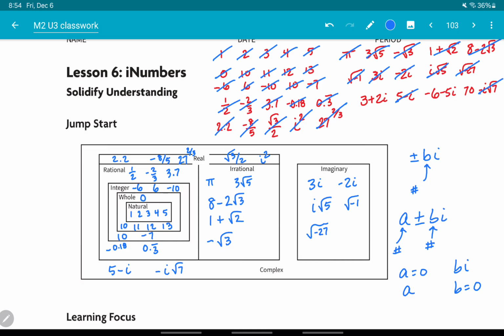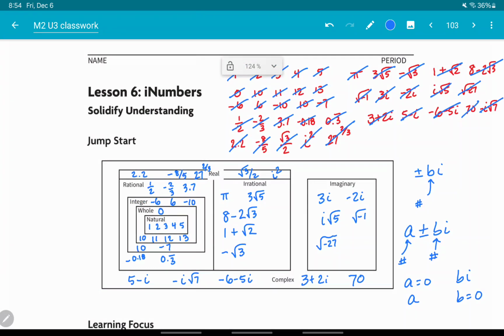You could have -6 minus 5i. You could have 3 plus 2i. Or you could have 70. 70 would be a part where the b value canceled out. Okay, so here are a bunch of different examples of numbers and where they fall in our number system.